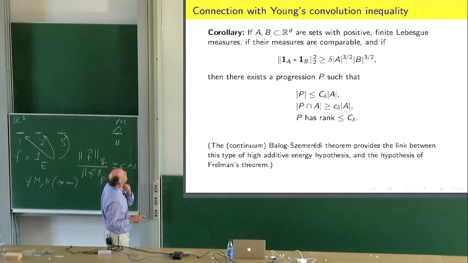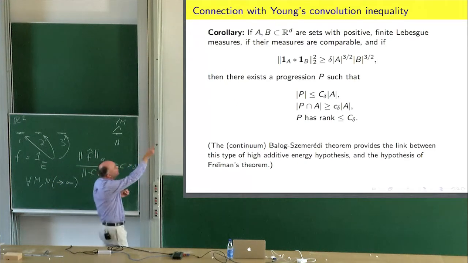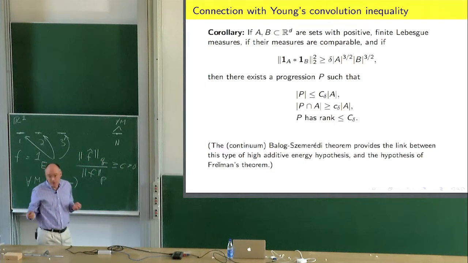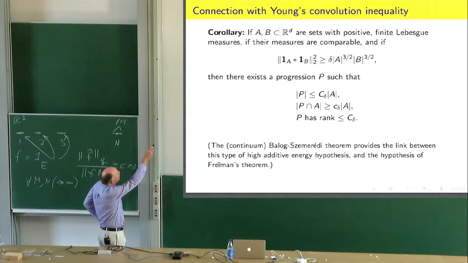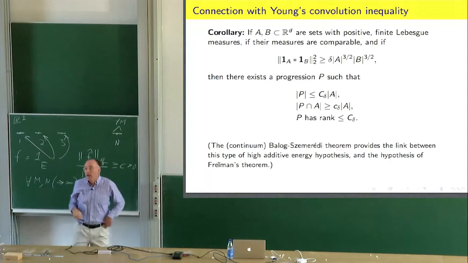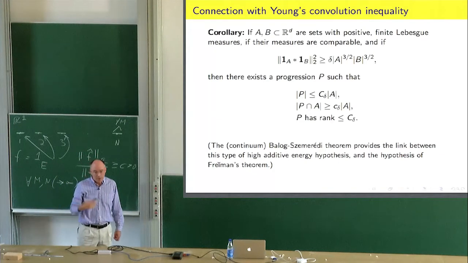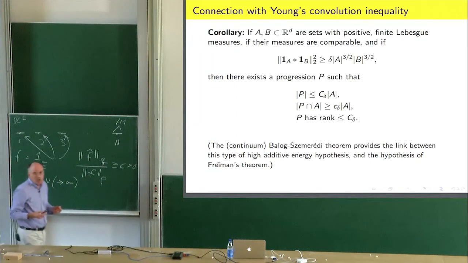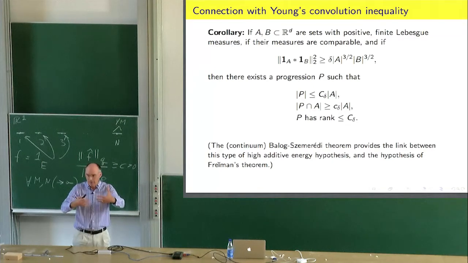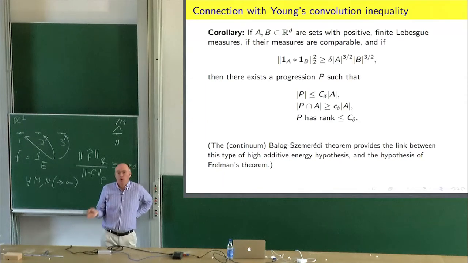Okay. So here's a statement for Young's convolution inequality. So if you take two sets which have positive finite Lebesgue measures, and if the convolution of their indicator functions is as large as possible up to a factor of delta, then those sets are connected to continuum multiprogressions. So there exists a continuum multiprogression whose measure is appropriately controlled. So the intersection of that progression with the set A has reasonably large measure proportional to the size of A itself. And the rank of the multiprogression is bounded above by a constant that depends only on delta. Okay? So what this gives you is the fact that a certain part of A has structure. Namely, roughly, it looks like one of these continuum multiprogressions. That's the kind of statement we want for quasi-extremizers.